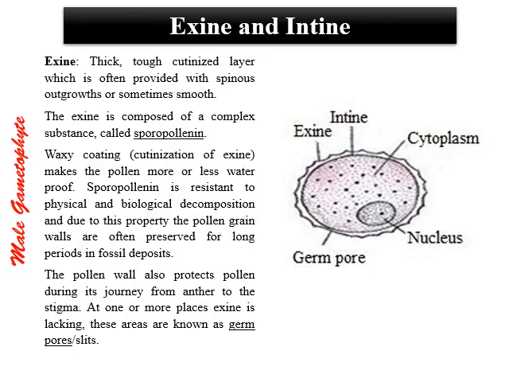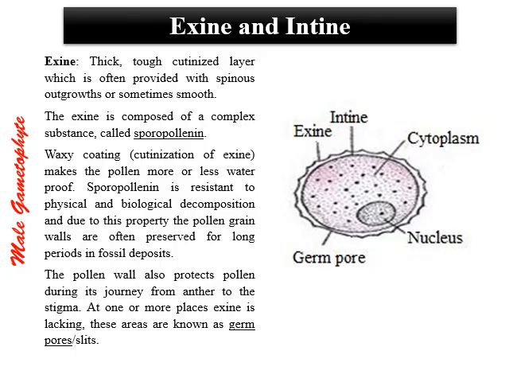The sporopollenin has a waxy coating which makes pollen more or less waterproof. Sporopollenin is resistant to physical and biological decomposition, and due to this property, the pollen grains are often preserved for long periods in fossil deposits. The pollen wall also protects pollen during its journey from anther to the stigma.